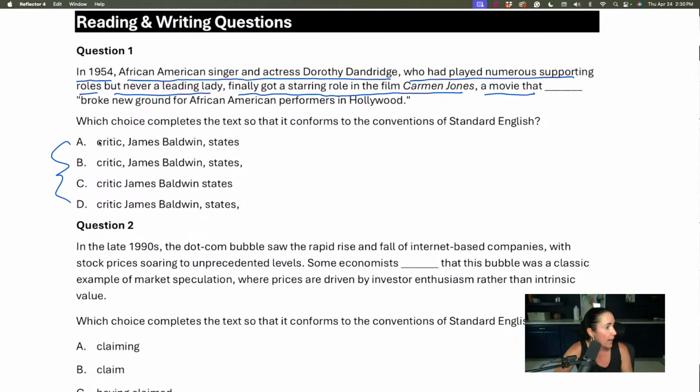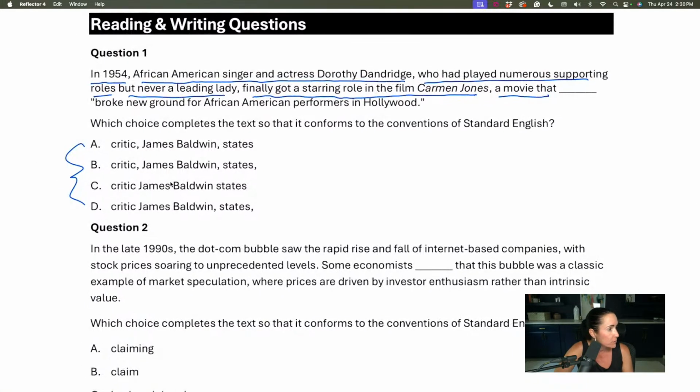All right. So we have critic James Baldwin states right here in C. Now, this is way too many commas. Typically, when you're on this test and you see a ton of commas, you don't want to do that. It's usually not the right answer because too much punctuation is just too much punctuation. But let's have a look if we did do that. We have this one we already said was too much. Critic James Baldwin states, broke new ground for, that's just too many pauses. So B is out. But let's have a look at D.